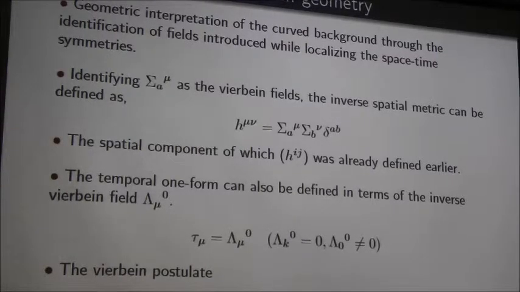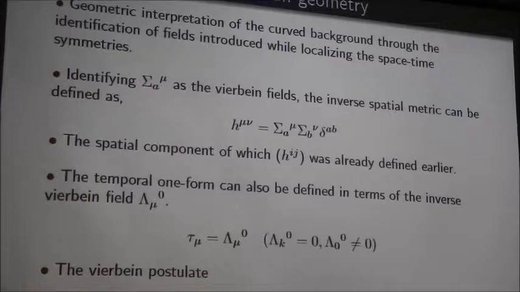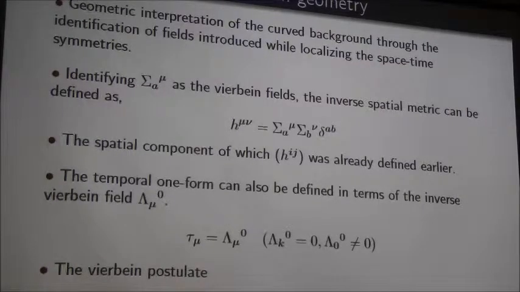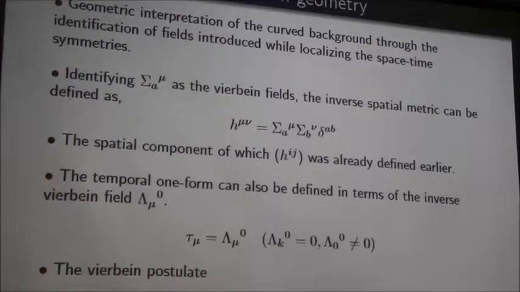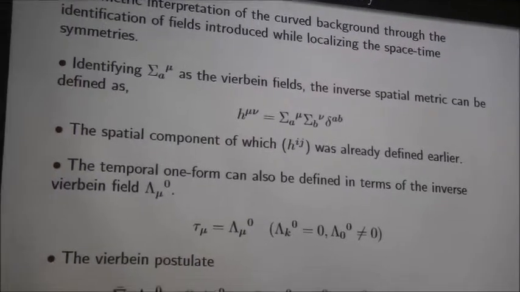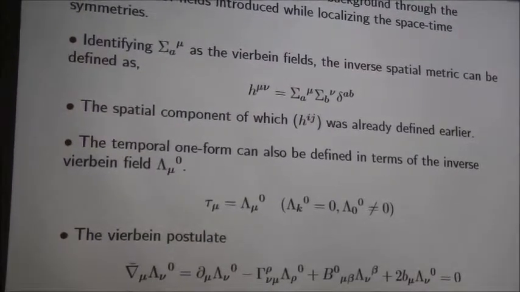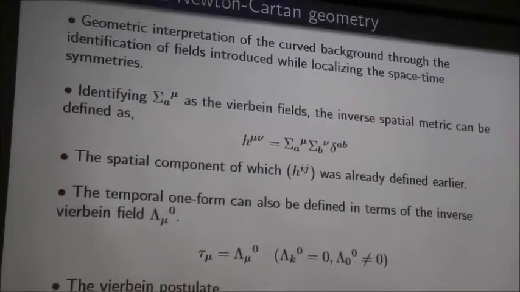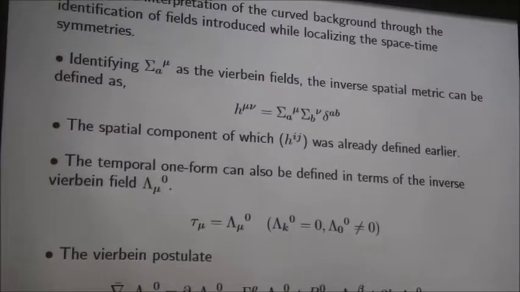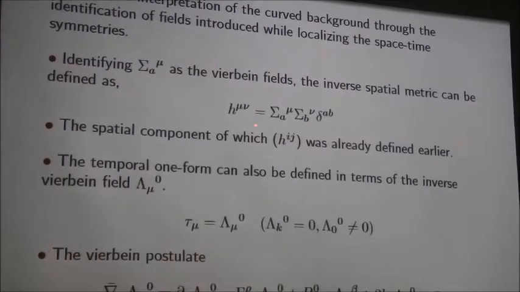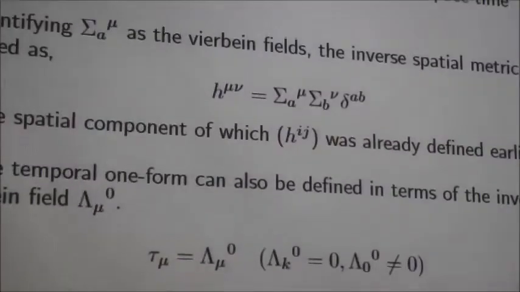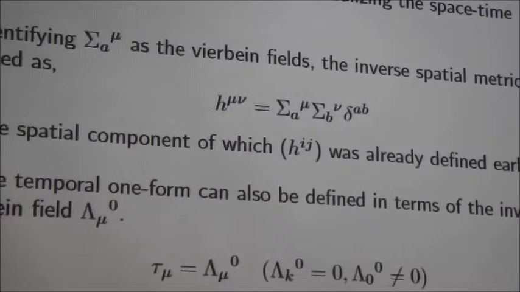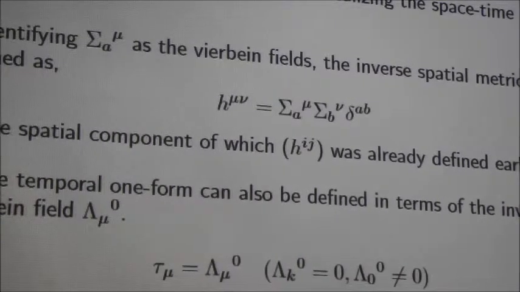And for the relativistic case, I can assume that there will be some change, and it has been shown that the change corresponds to a Weyl scale Newton-Cartan geometry. So here I will give a covariant geometric notation. So sigma alpha mu will be the vielbein fields, and the inverse spatial metric will be defined in terms of these vielbein fields. The spatial component was already introduced in the time of non-relativistic diffeomorphism invariance.